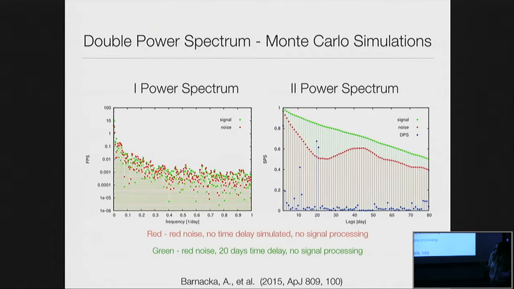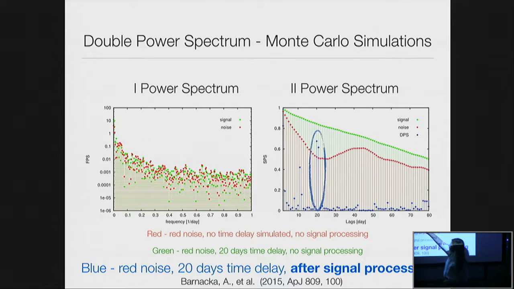And then the blue point is the second power spectrum calculated using the light curve of the red noise with artificially induced time delay, but where we apply the signal processing. If you don't use the signal processing, you may be completely overwhelmed by the noise and the intrinsic variability in the light curve. After applying signal processing, we are able to see the signal very precisely. Because I got extra time, I can tell you more or less what we do, what the procedure of the signal processing looks like here.